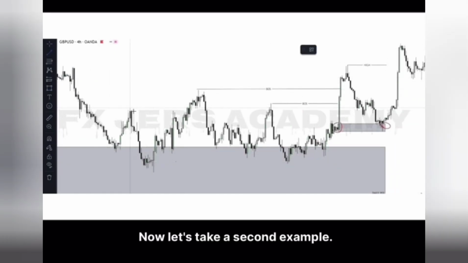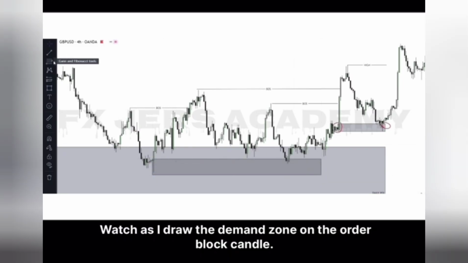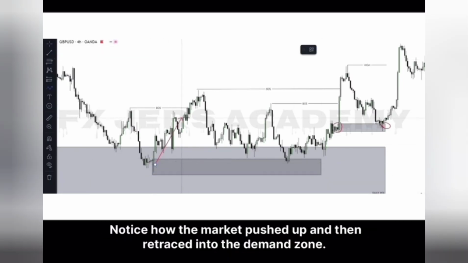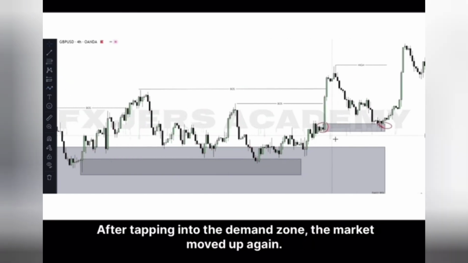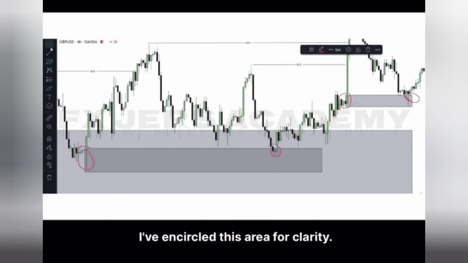Now, let's take a second example. See how the market has broken the structure to the upside. Watch as I draw the demand zone on the order block candle. Notice how the market pushed up and then retraced into the demand zone. After tapping into the demand zone, the market moved up again. I've encircled this area for clarity.